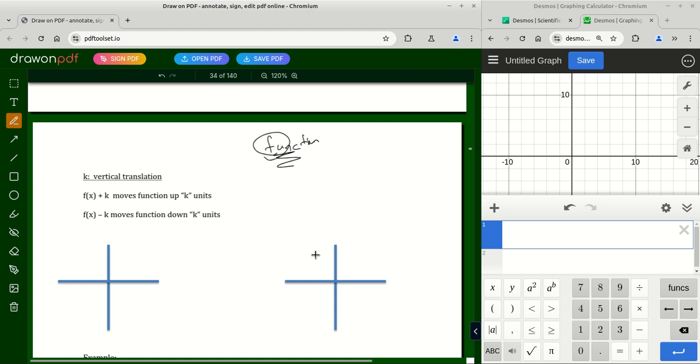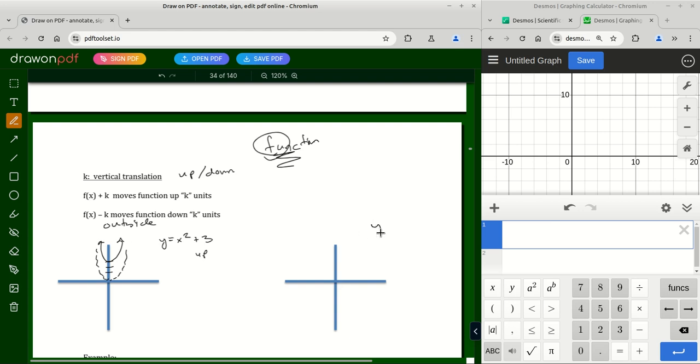Vertical translation, what are they talking about? They're talking about up and down. Let me show you how this works. Essentially there's this plus and minus on the outside. For example, let's say I have x squared plus 3. My original x squared looks like this, but then I'm going to go up 3: 1, 2, 3. Draw the same thing, and we're done.